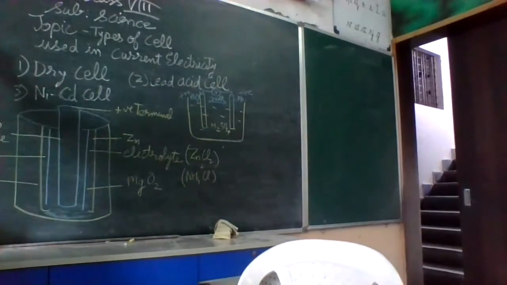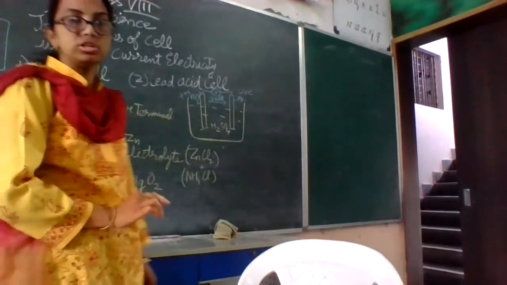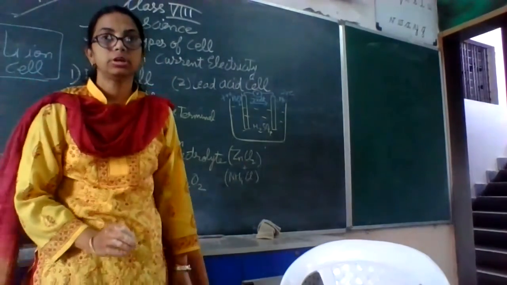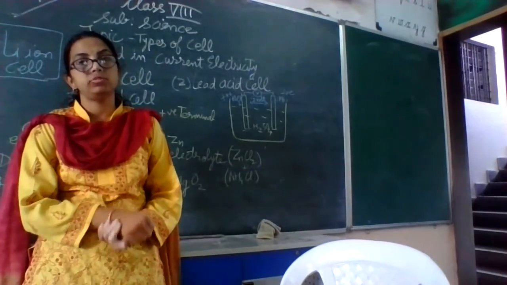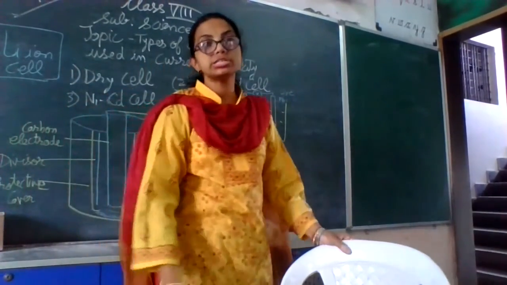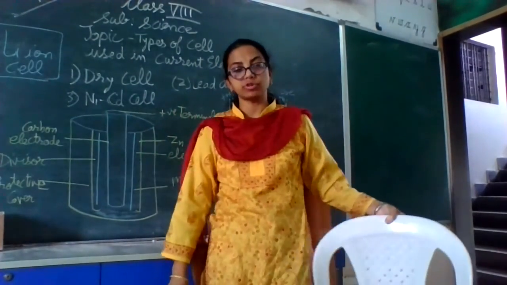So the lithium-ion cell is a modern-time cell which is being used nowadays in mobile phones as well as laptops, and we can utilize them. It can be very handy and carried with us anywhere, wherever necessary. So these are certain types of cells.